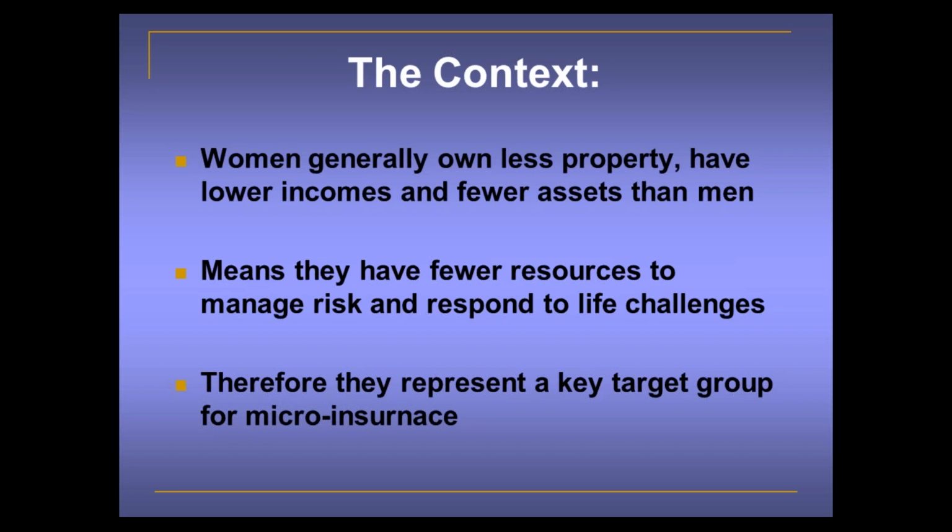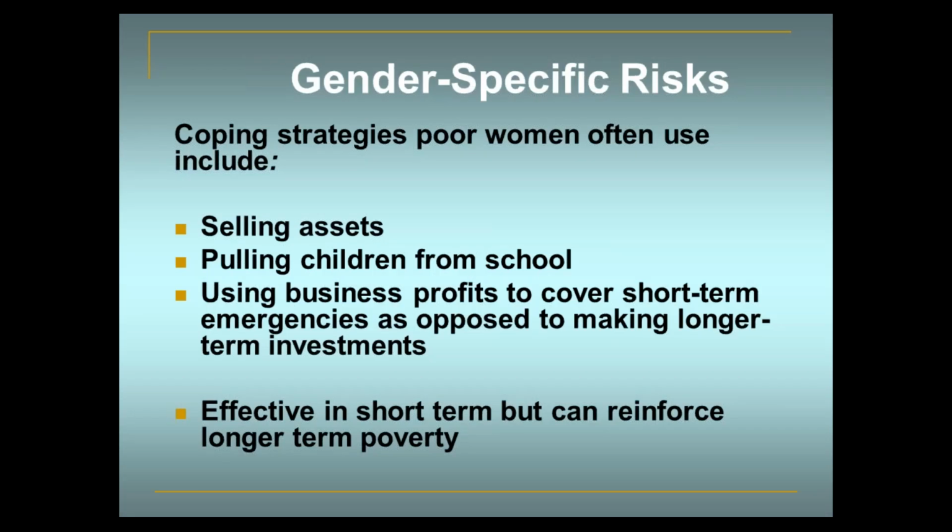But what happens with the women is they sell their assets. They pull their children from school, either to help out at home or to reduce the cost of school fees. They also use their business profits to cover short-term emergencies, as opposed to using that money to invest in long-term growth of their company or even sustainability of their business. All of these are quite effective in the short term. In other words, they cover the emergency, but much as Denis was saying, it means they fall further into poverty, and it's often very, very difficult to get out again.